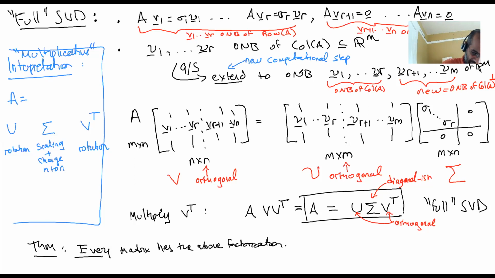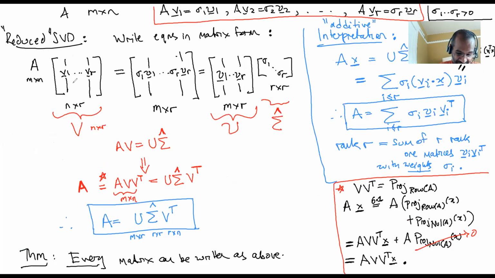Oh, yeah, sorry, the handwriting is getting very bad. Let me clear this up. It says multiplicative interpretation. Okay, so you have this truncated, reduced SVD and full SVD. And they're both useful, right? It's like you had the two interpretations of the spectral theorem. You have two interpretations of the SVD, multiplicative and additive. They're both useful.